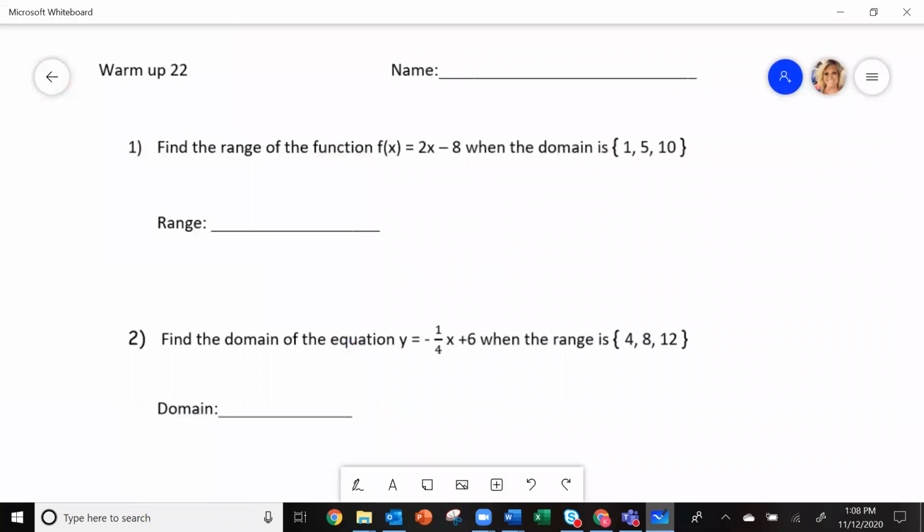We are working on warm-up 22. As you see this here, I would pause the video, try and do this, and then press play and come back and see how you did.